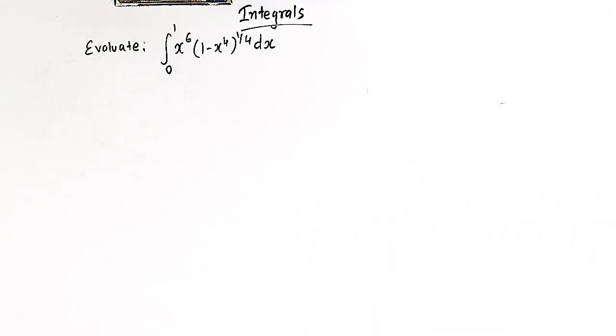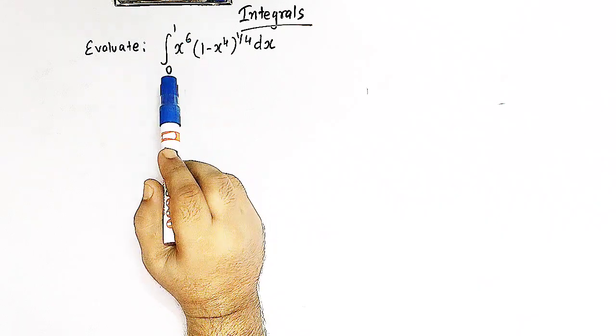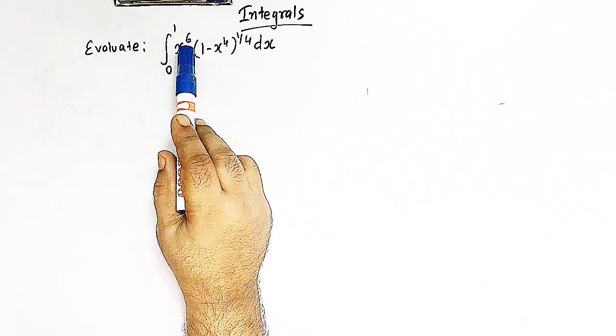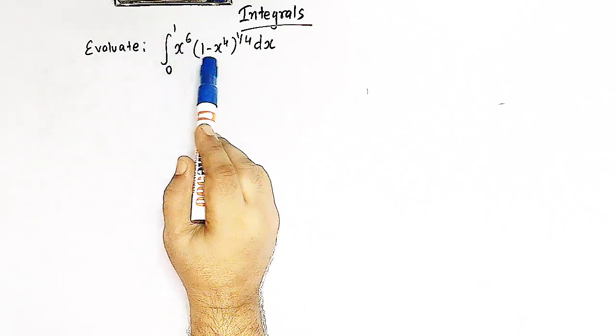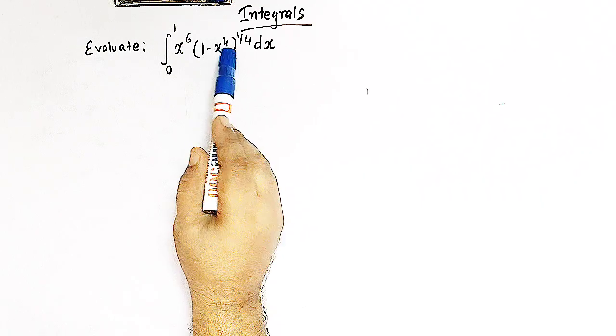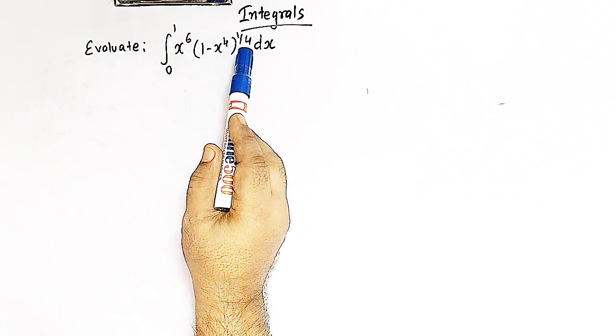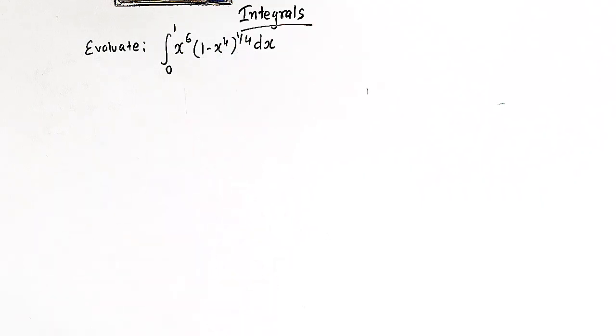Hello viewers, in today's session we are going to discuss a very interesting problem from integrals. Here we have to evaluate this integral from 0 to 1 of x raised to 6 times (1 minus x raised to 4) raised to 1 by 4 dx. We'll evaluate this integral with the help of the concept of beta and gamma functions, right?